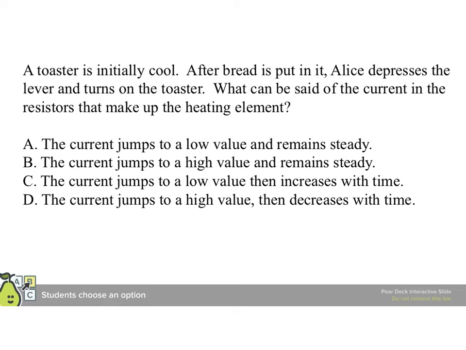So let's think about this. A toaster is initially cool. After bread is put in it, Alice depresses the lever and turns on the toaster. What can be said of the current in the resistors that make up the heating element? The options here are that the current jumps up to a low value and then remains steady, or jumps up to a high value and stays steady, or jumps up to a low value and then increases, or jumps up to some high value but then decreases.